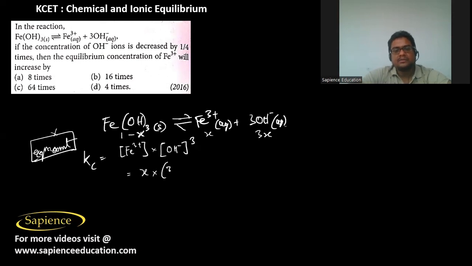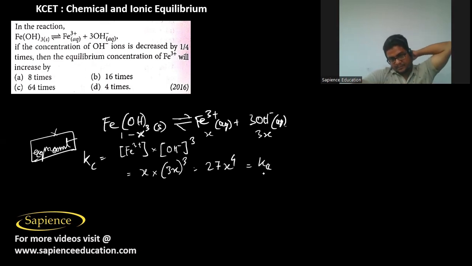So that will be x into 3x whole cube, so that will be 27x power 4. That is Kc. Now, the new value of Kc, that is Kc dash, should be equal to the concentration of hydroxide ion decreased by 1 by 4 times. So x minus x by 4, so now it is 3x by 4.